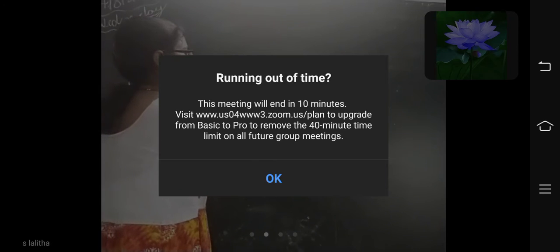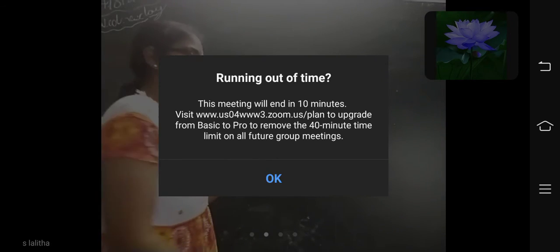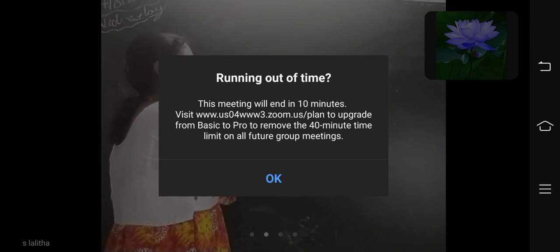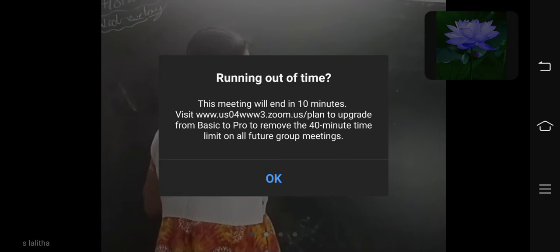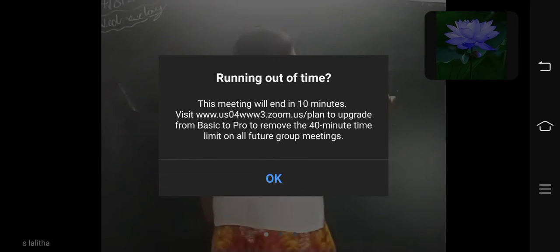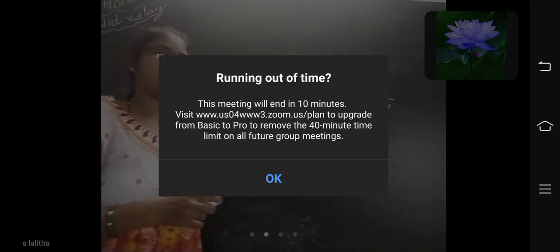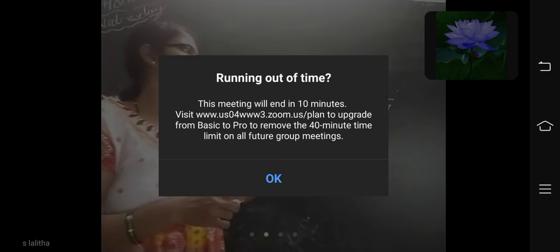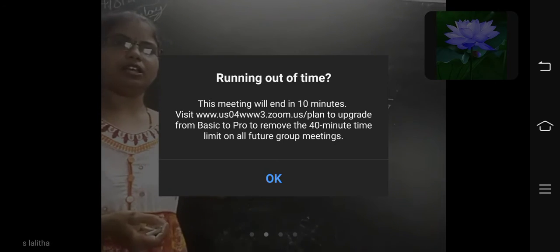Next, multiplication of fractions. 3 by 7 into 9 by 11. How to do multiplication of fractions, children? First, multiply numerator into numerator, denominator into denominator. So 3 into 9 by 7 into 11. 3 nines are 27, 7 elevens are 77. So 27 by 77. Like that, you should multiply fractions.